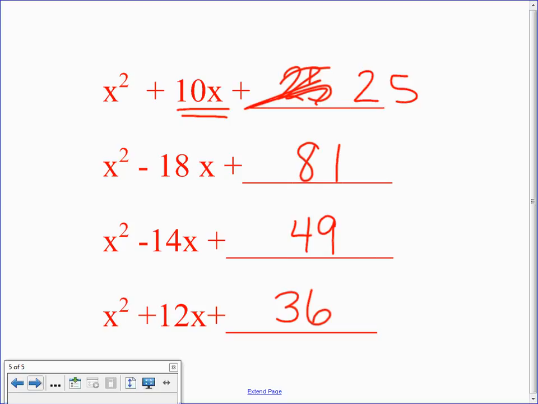Okay, so now that you have the picture in your head, I'm going to end this video now, and you're going to need to open up the next one. We're going to do a few examples of the whole process of completing the square.